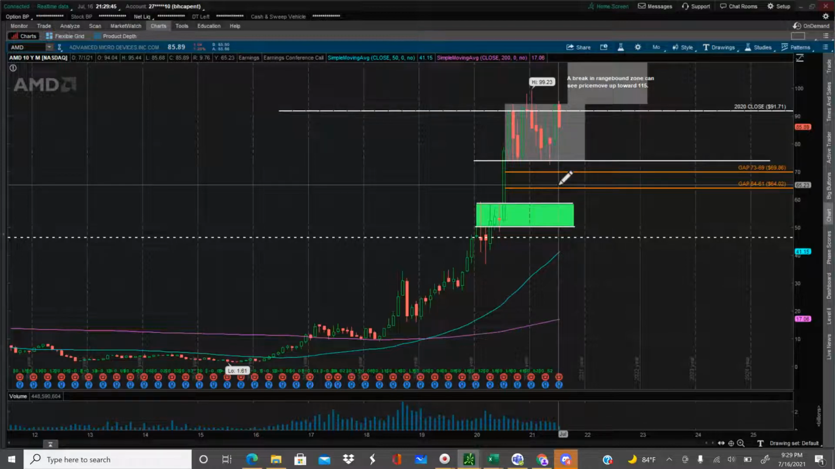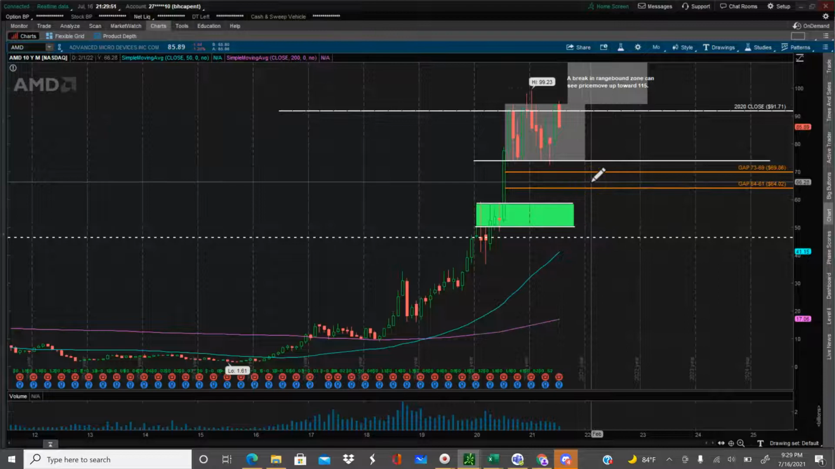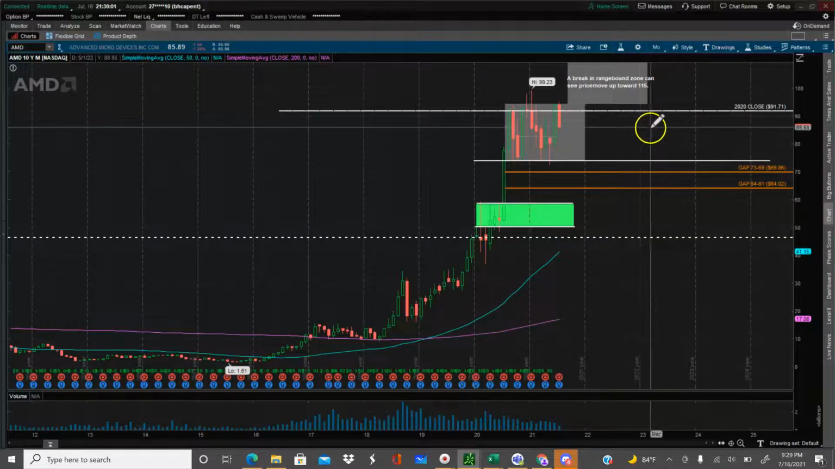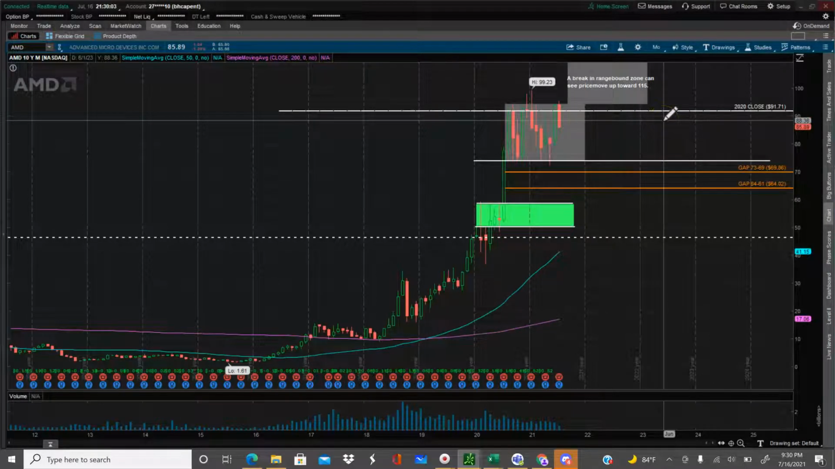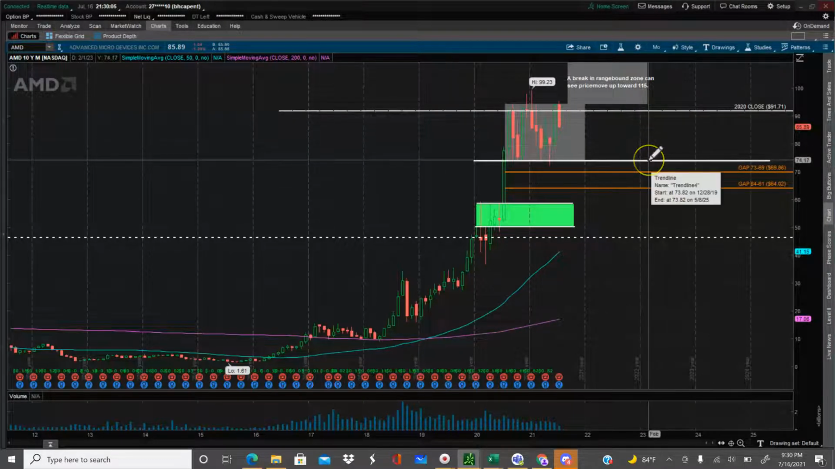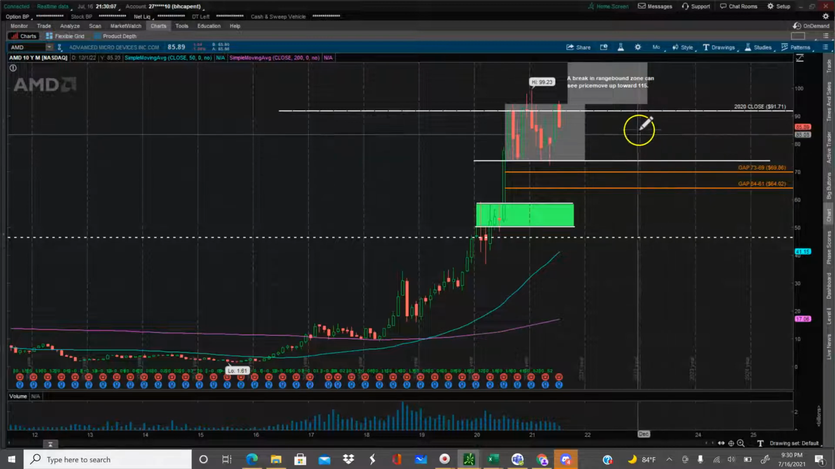That may or may not happen. May happen this month. It may not happen this month. It may not happen at all. But I would definitely be paying close attention to how this price action turns out over the remainder of the month of July.